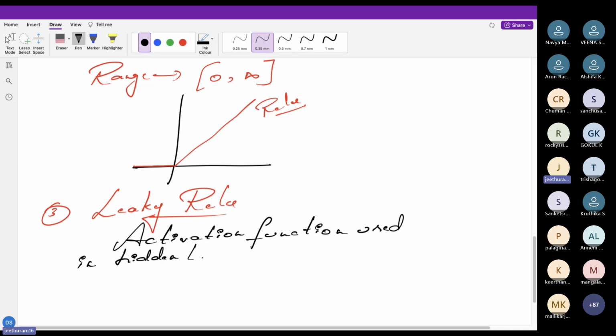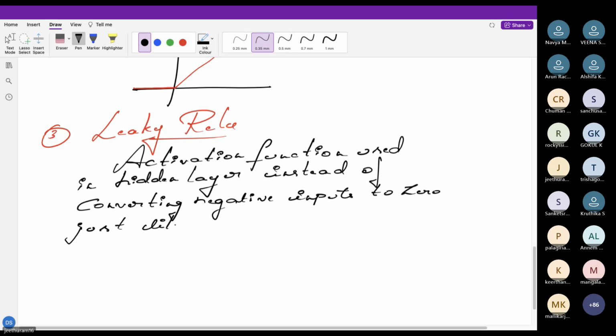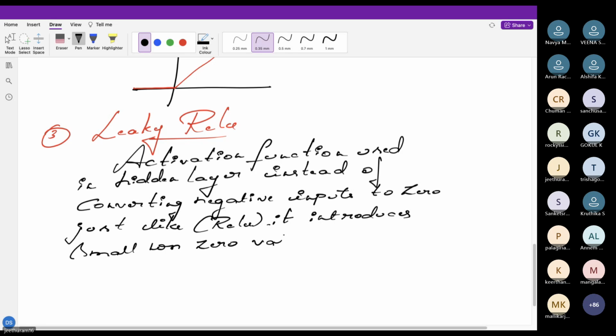Even this is used in the hidden layer. Instead of converting negative inputs to zero, just like ReLU, it introduces small non-zero values for negative values.